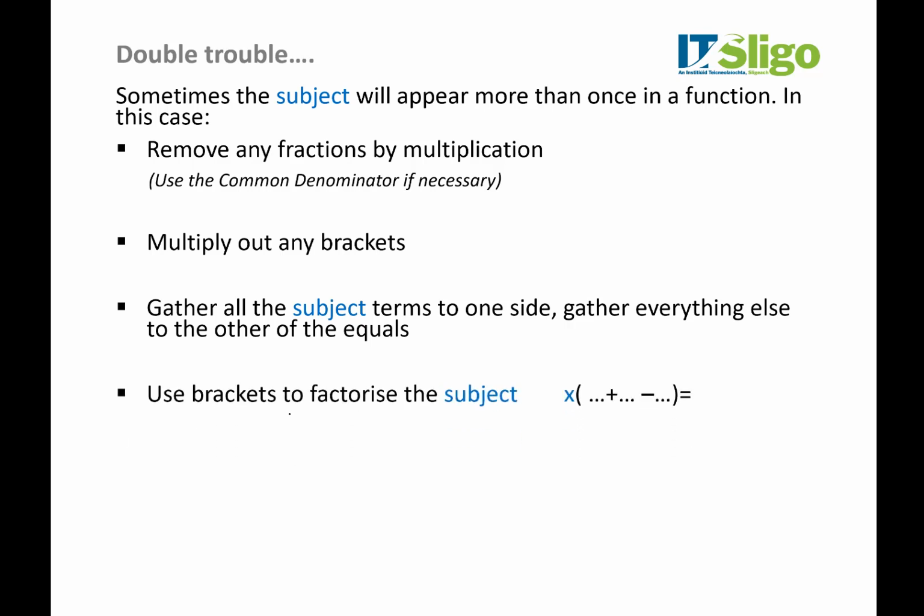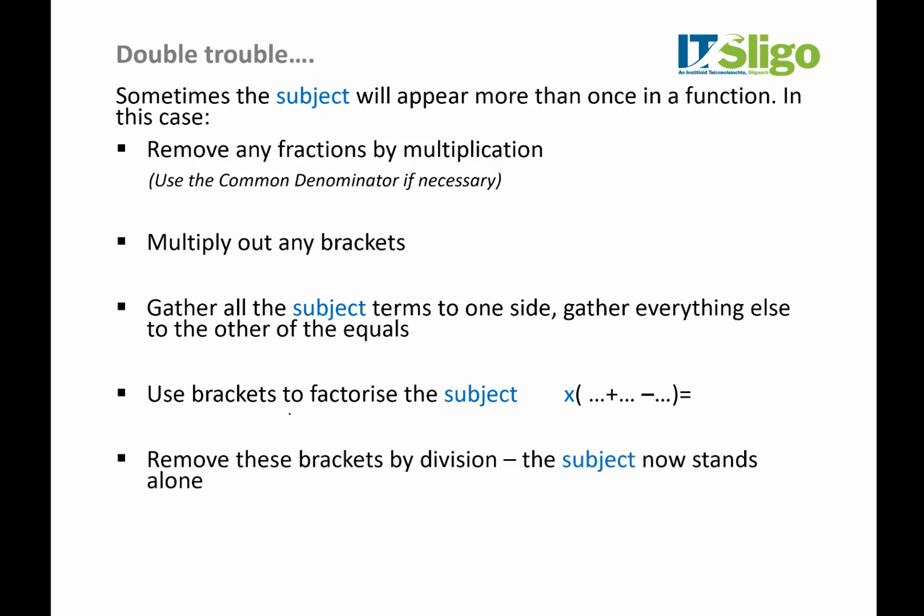Use brackets to factorize for our subject. In this case we're looking at x. Take x outside the brackets. And finally then, guys, to get x on its own, doesn't matter what's in the brackets, they are joined on by multiplication. So to get x on its own, we put brackets around all of this and we divide both sides by that. Finally then, write the function with the subject on the left.